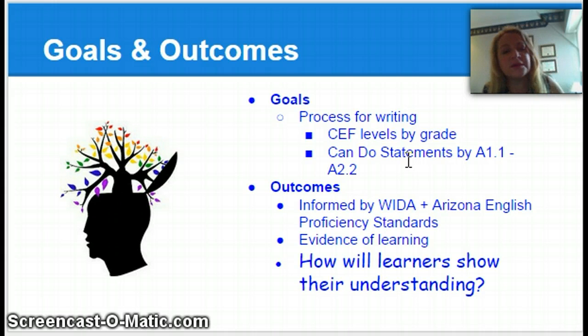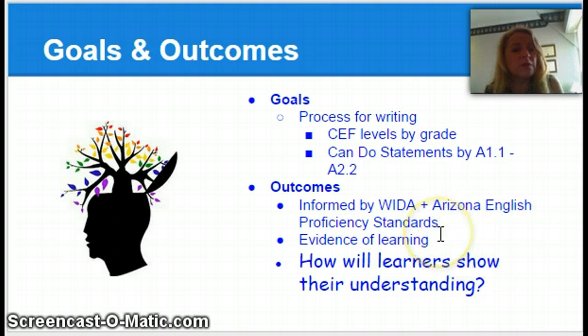I also looked at those can-do statements, but I realized that we needed something a little more specific, and so that's why I looked at the world-class instructional design and assessment framework that has recently been put together in the United States, and also the Arizona English Language Proficiency Standards to give me more specific language.